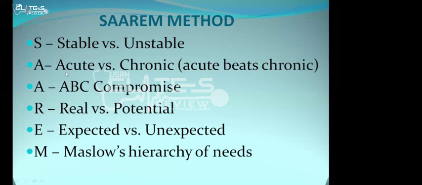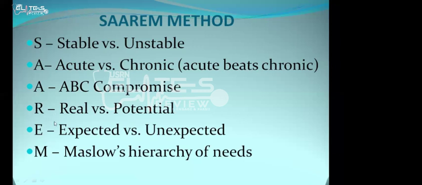Then the next A is what? Acute versus chronic. And remember, we said acute always beats what's chronic. So they have these things in mind. The next one, ABC compromise. You know that airway is prioritized over breathing, and breathing is prioritized over what? Circulation. So ABC compromise. We check for this one too.